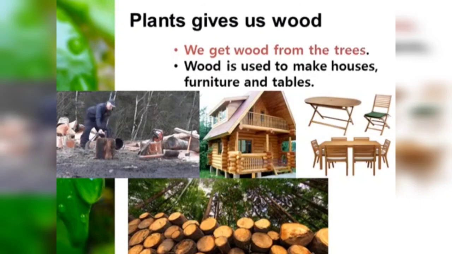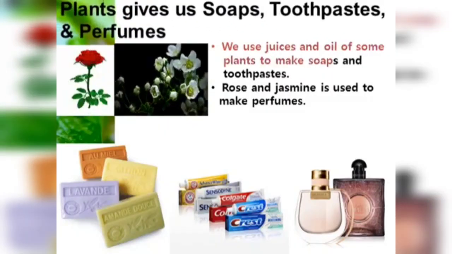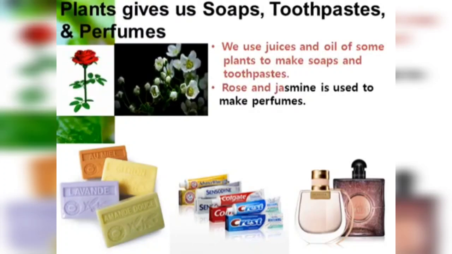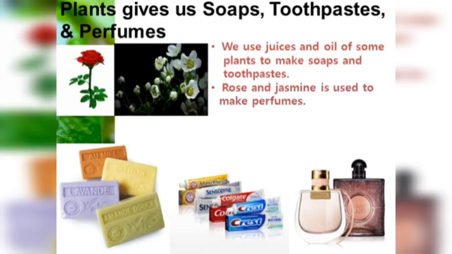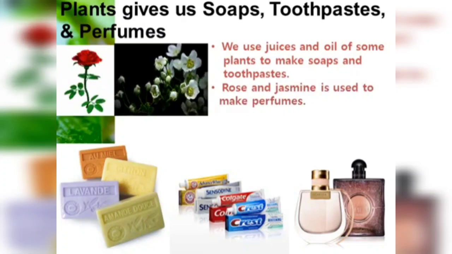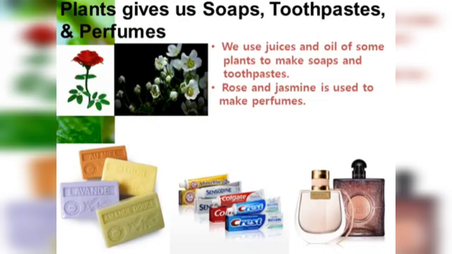Plants give us wood. We get wood from trees such as teak, shisham and pine. Wood is used to make houses, furniture, boats, carts, etc. Plants give us soaps, toothpastes and perfumes. We use juices and oil from certain plants to make soaps and toothpastes. Flowers of plants such as rose and jasmine are used to make perfumes.